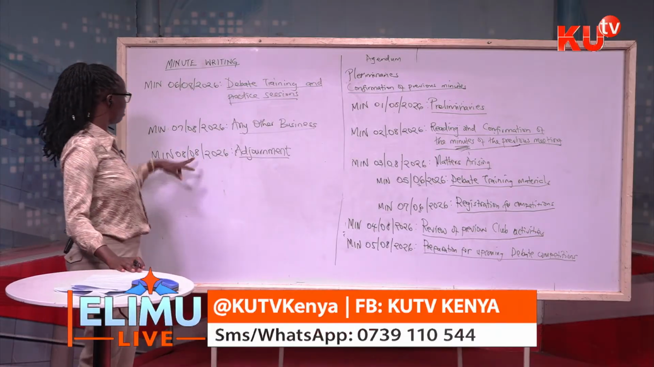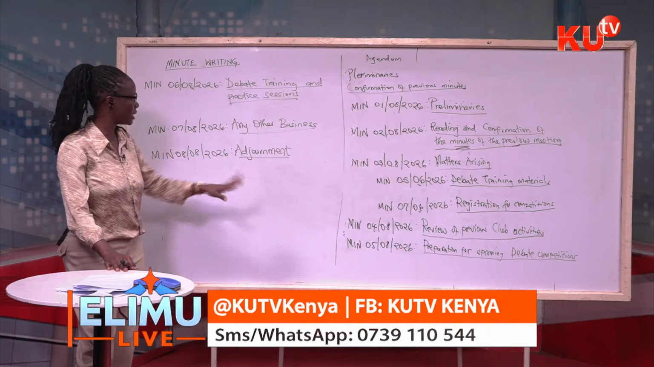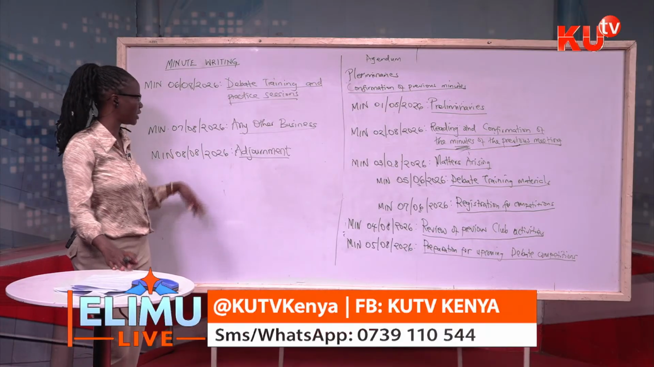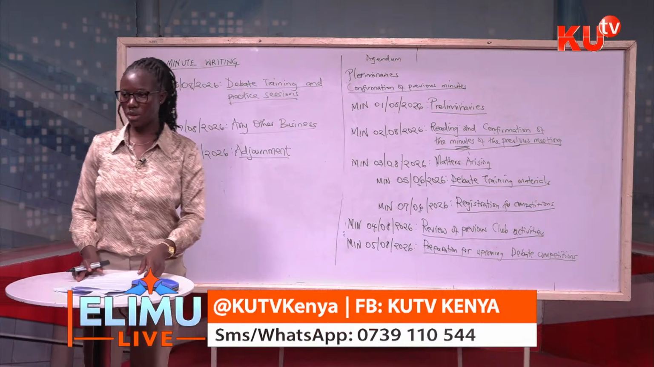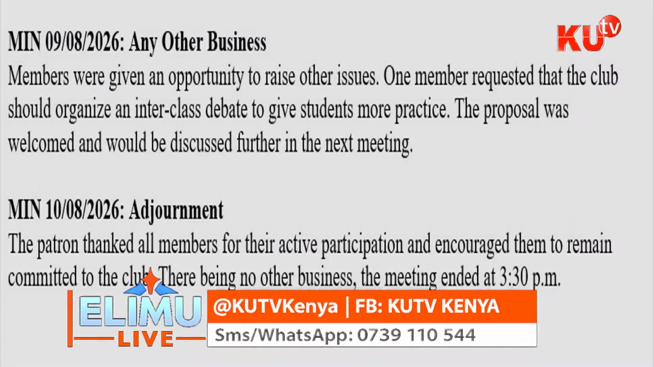So this one, you minute it as, in this case, minute 8/08/2026 will be adjournment. And this one will normally follow a certain structure: there being no other business, the meeting ended at this and this time. So for instance, you can write, the patron thanked all members for their active participation and encouraged them to remain committed to the club. And there being no other business, the meeting ended at 3:30 p.m.